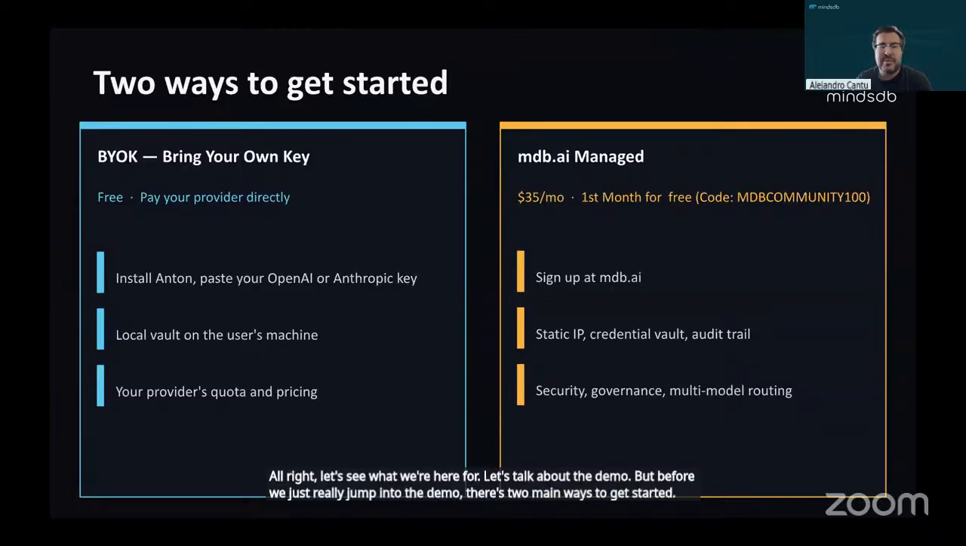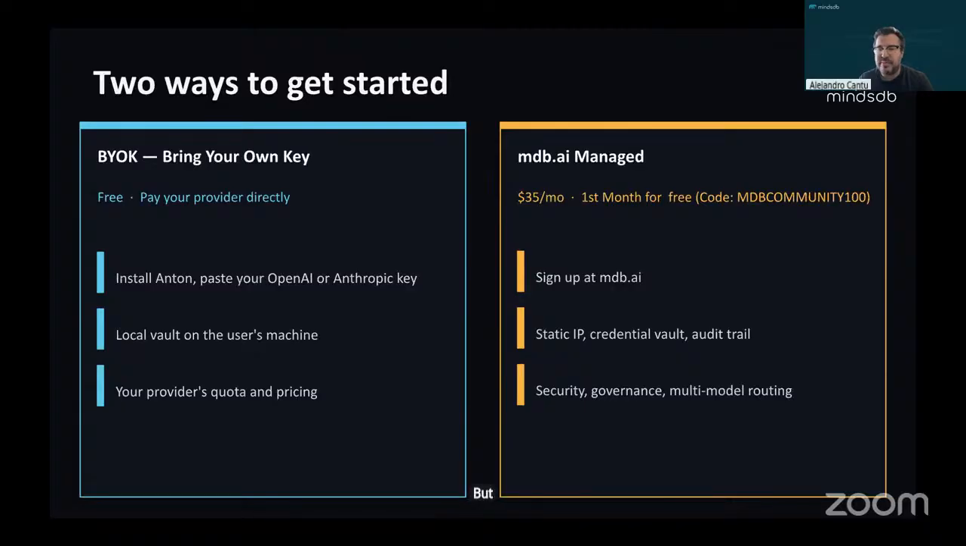One is BYOK, bring your own key. In this sense, you pay your provider directly. You're going to see it once we get there, but you use your OpenAI or Anthropic key. Databases and credentials are stored in your local vault, and your provider's quota and pricing is what you're going to be paying.